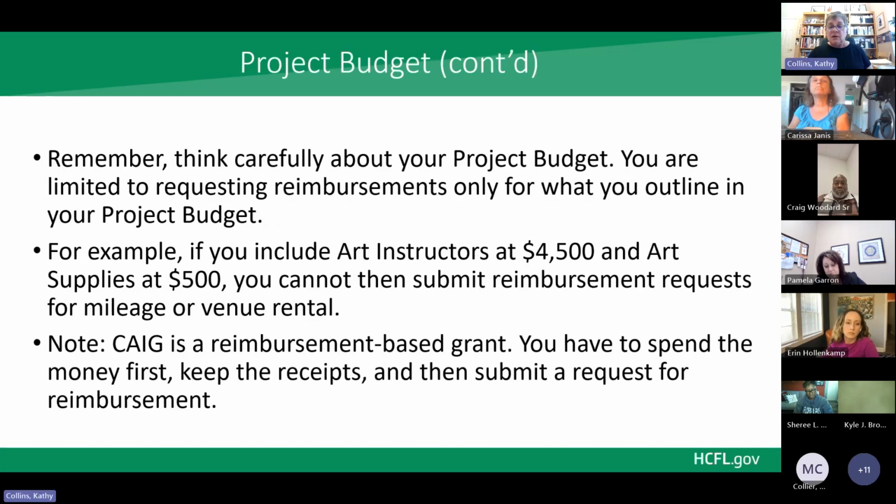Now, as I've said, please think carefully about your project budget because you are limited to what you put in that project budget as to what you can request for reimbursement. Now, here's the example that I just referenced a second ago. If you are asking for art instructors at $4,500 and supplies at $500, you can't then in April or May submit a reimbursement request for mileage or venue rental because you didn't ask for that in your application budget.